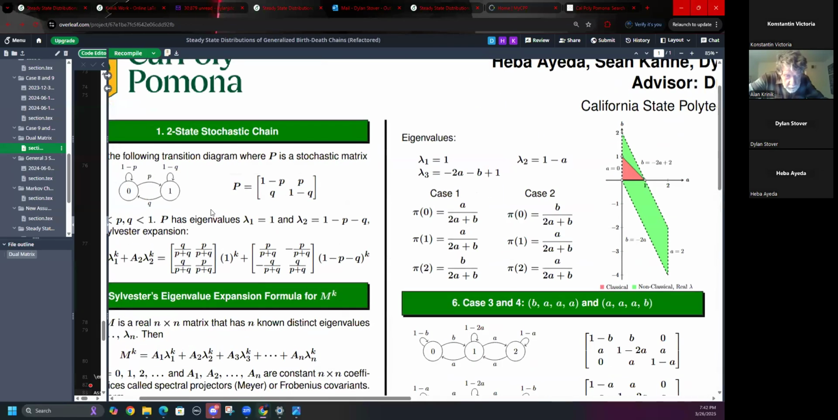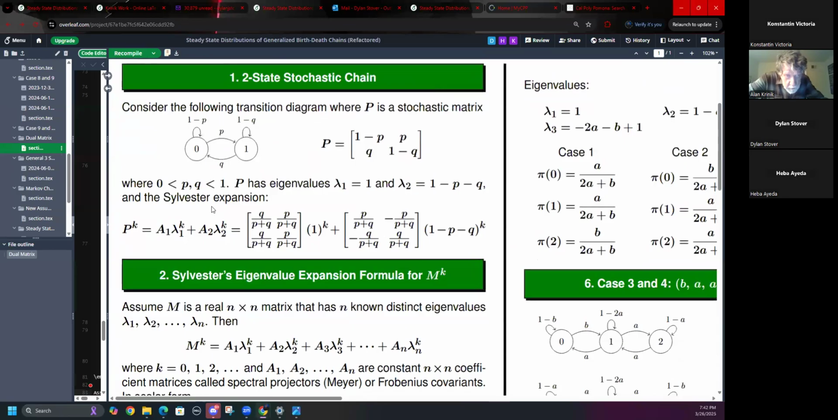Okay, so I'll take slide one. Slide one is the simplest Markov chain you could come up with. It's a two-state Markov chain. Anything smaller would be too trivial. P and Q are the probabilities of going back and forth between these two states.